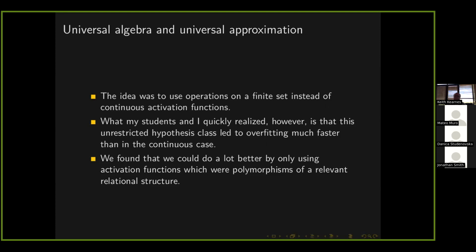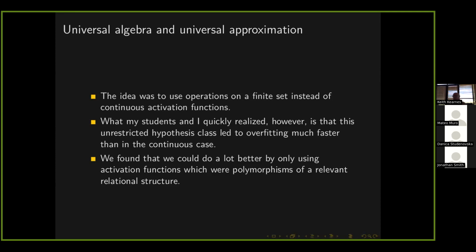And my students and I quickly realized that even with a reasonable definition of how to do learning, you, of course, aren't going to have a nice analog of differentiability for discrete functions. This type of system would actually overfit really quickly, which was the same problem I was saying that the continuous systems had. In fact, it's actually even worse. And so what we realized is that using just any possible activation function is actually a bad thing, even though that is what people actually do in applications still for the most part.